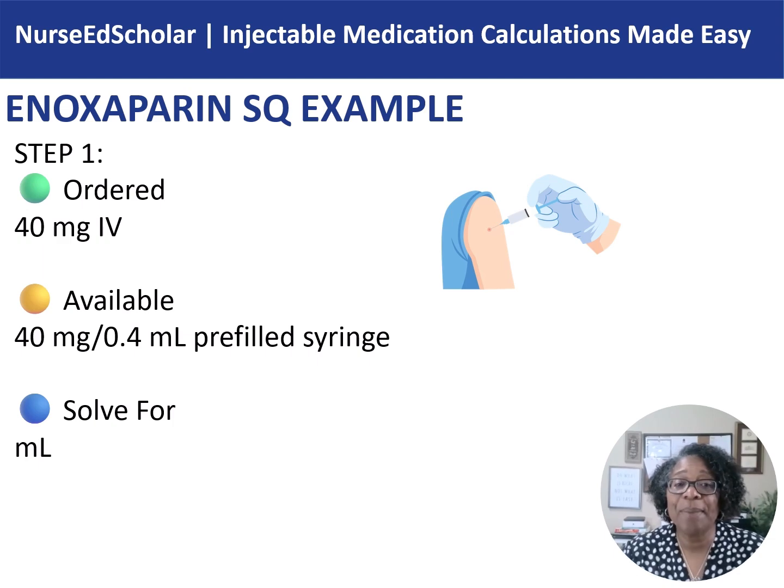Okay, we have enoxaparin. Okay. You're going to see that a lot, especially if you're working on a surgery floor or ortho floor. The provider ordered enoxaparin, 40 milligrams. Oh, I am so sorry on this. I have IV. It's supposed to be sub-Q. That is my mistake.